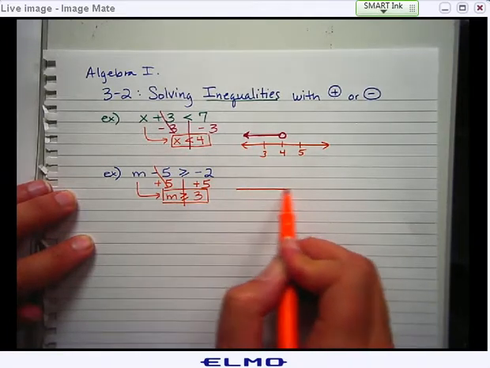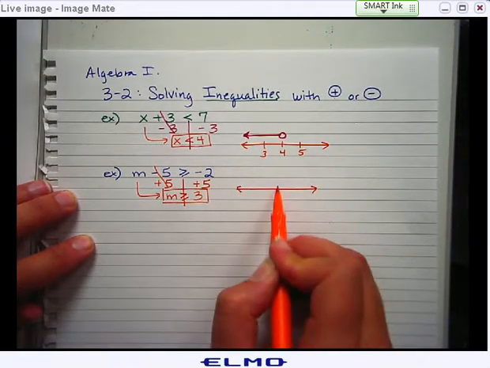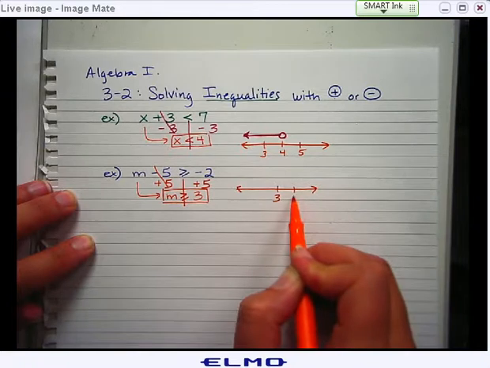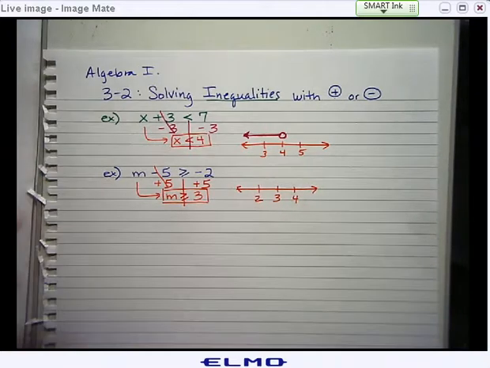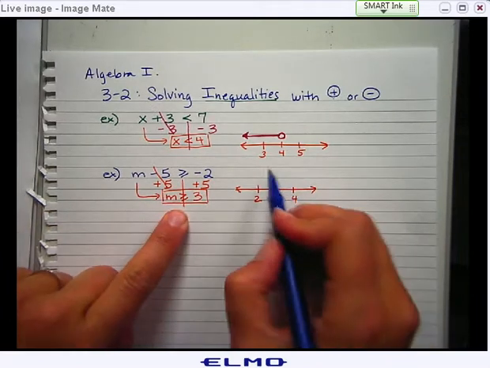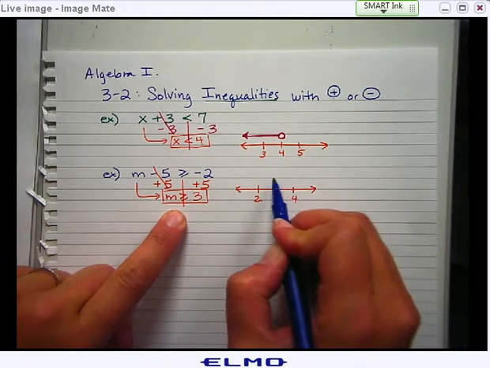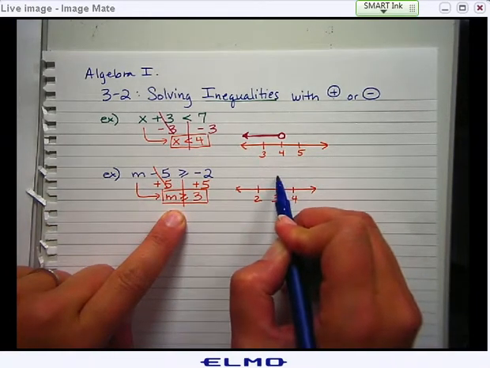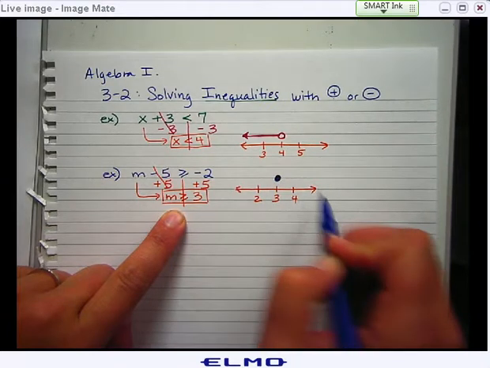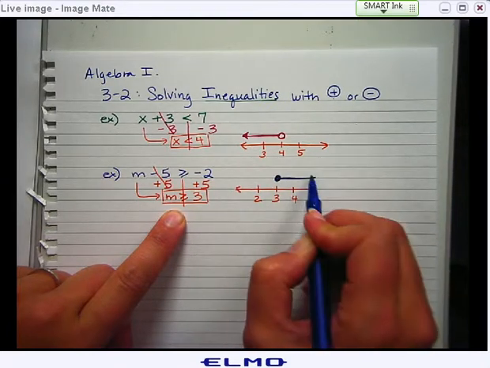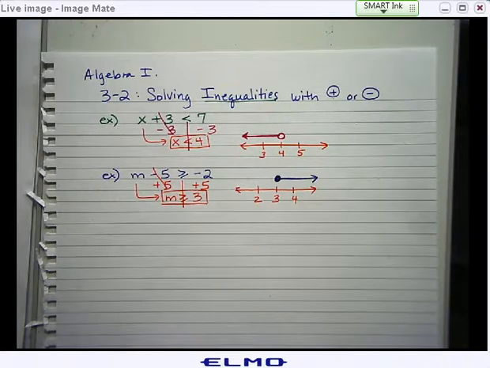Again, let's go ahead and graph. This time I put 3 on the graph, 1 up, 1 down. This time it will be a closed circle because my solution does include the 3. m can be 3 for this to work. And I'm going to shade greater than. Not bad, huh? This works with fractions just fine.